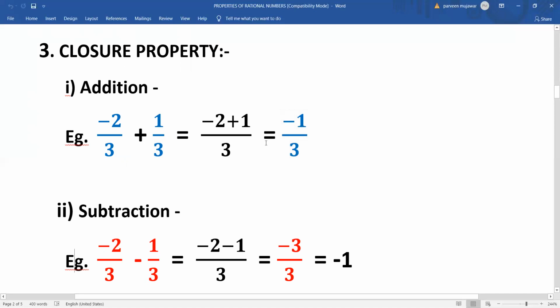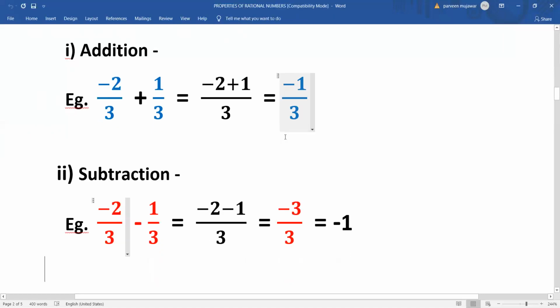So what is closure property? When two rational numbers are added, you get back a rational number itself. Minus 2 upon 3 is a rational number, I have highlighted in blue. 1 upon 3 is also a rational number. And the answer you get is also a rational number. So it is closed under addition. Rational numbers are closed under addition. It is applicable for addition.